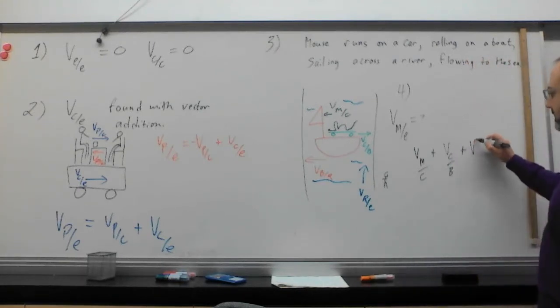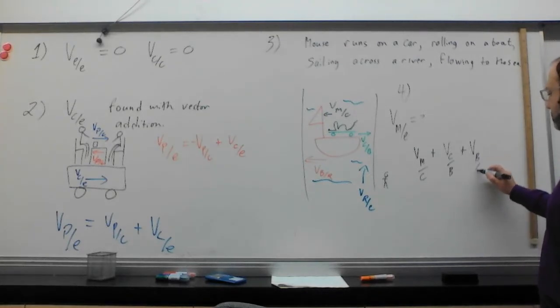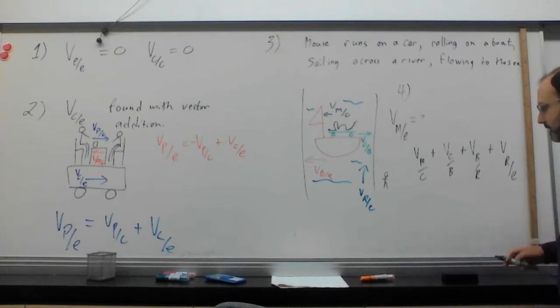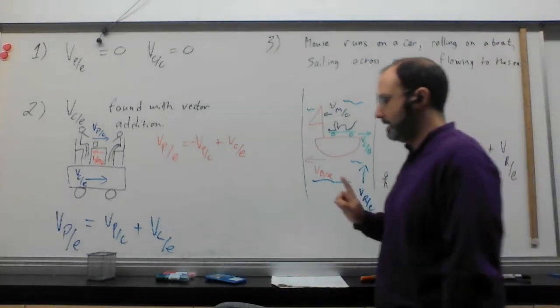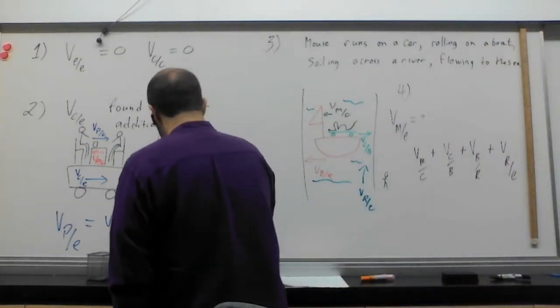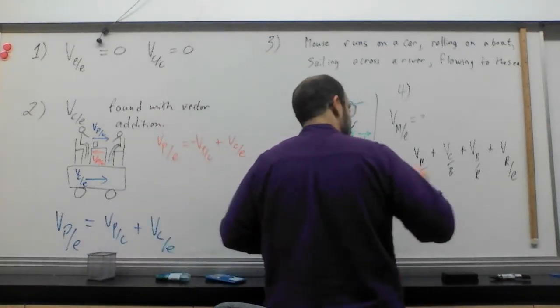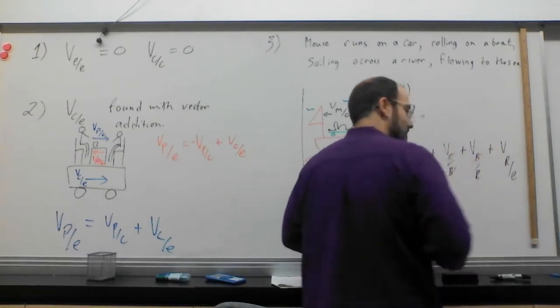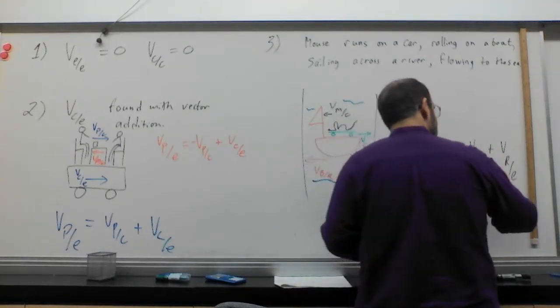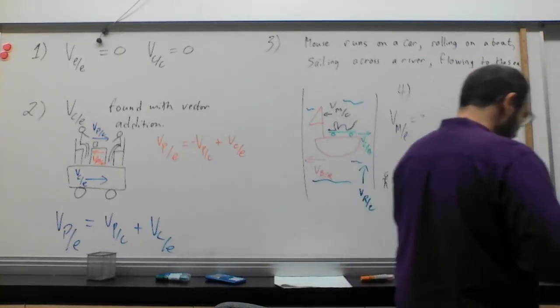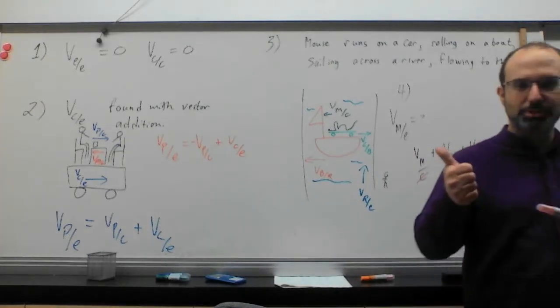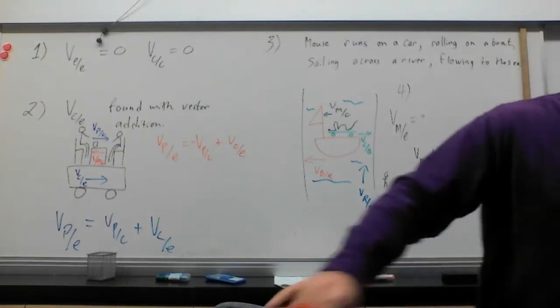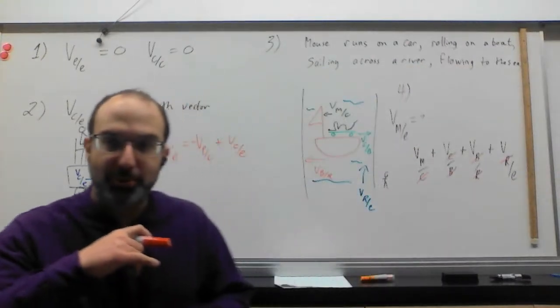plus the velocity of the boat with respect to the river plus the velocity of the river with respect to the Earth. Now look closely at the terms. Do you notice something? There's a car in both of these. There's a boat in both of these. There's a river in both of these. What I am left with is mouse and Earth. And that is what the question was asking me for.